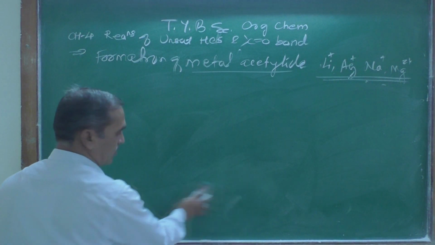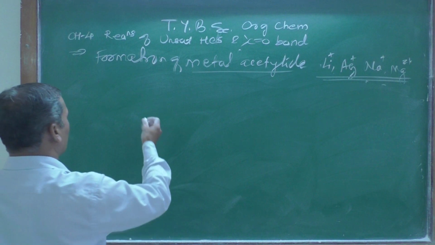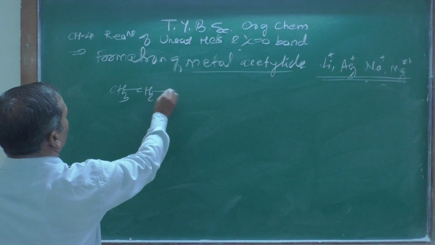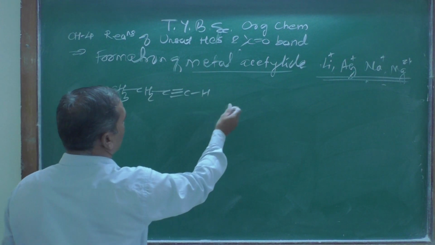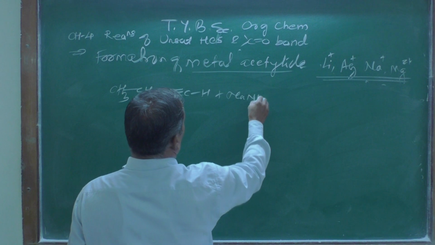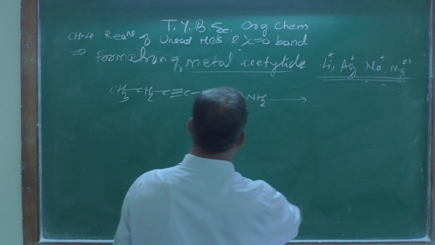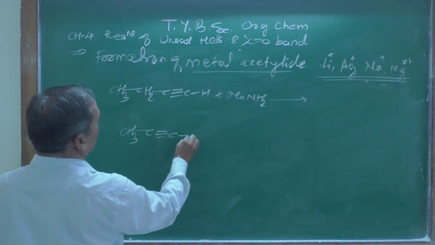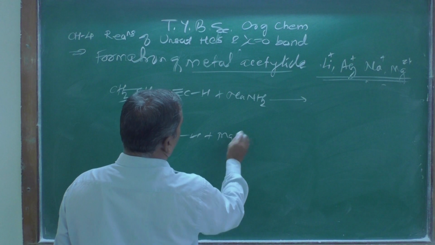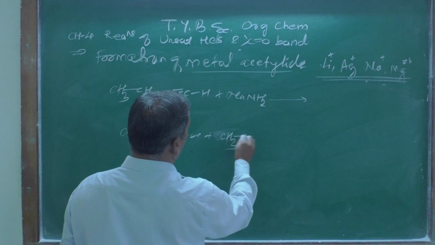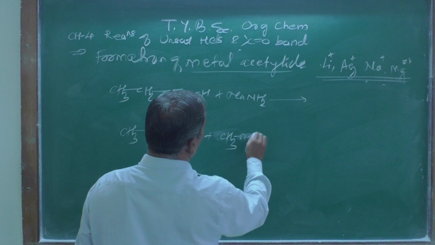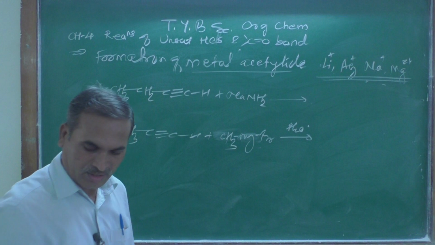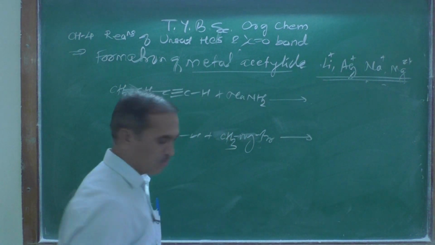Now let us look at an actual example. Suppose I am writing here, let us see some examples. You quickly predict that one. Here is CH3, CH2, C triple bond CH. I am treating with sodium amide NH2, and now predict the product. And suppose I have CH3, C triple bond CH. I am treating with this Grignard reagent CH3MgBr. What will be the product after hydrolysis? And now what do you get?